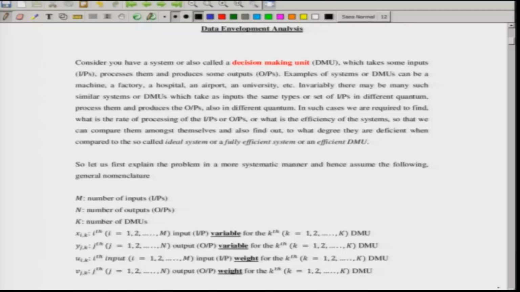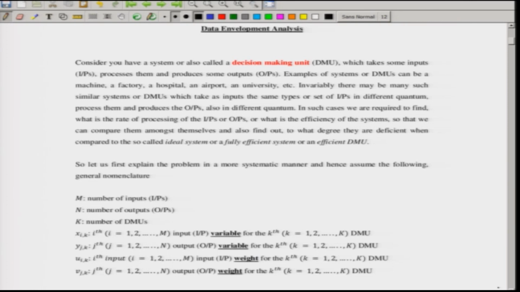So, to first explain that, let us explain the problem in a more systematic manner, and let us assume the following. Number 1, M is the number of inputs, so there would be 1, 2, 3, 4 till capital M. Capital N, say for example, is the number of outputs, so 1, 2, 3, 4 till capital N. You have K number of DMUs, so 1, 2, 3, 4 till capital K.